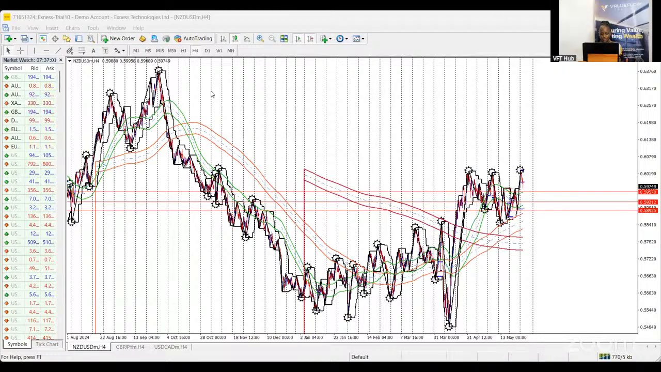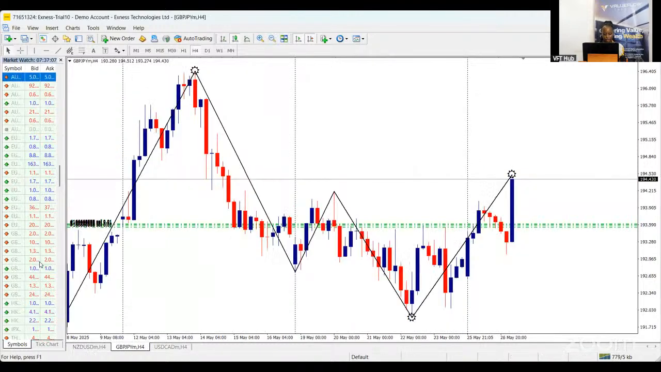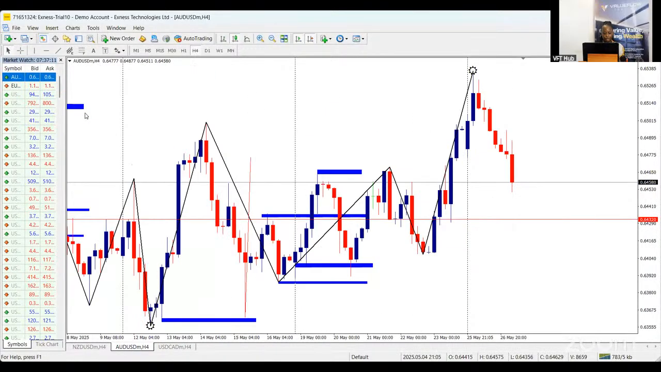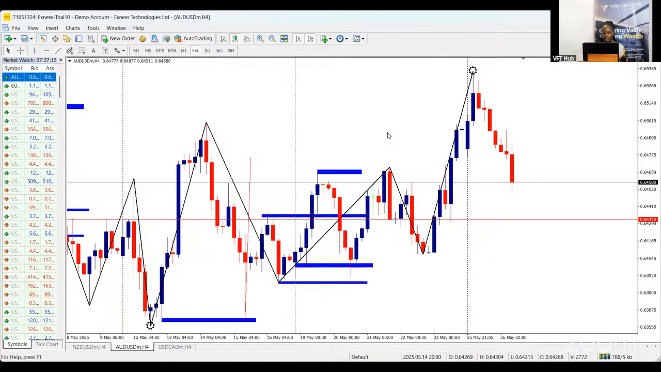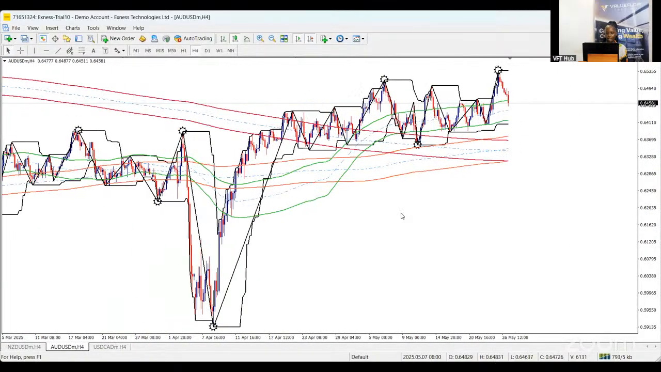Okay, so let us now look at the next asset class, which is NZD, AUD, USD rather. Seeing as we're looking at commodity currencies, the next asset class we're looking at is AUD/USD, using the all-weather strategy. Perfect. So we now have AUD/USD, H4 time frame, very similar to what we saw on NU.